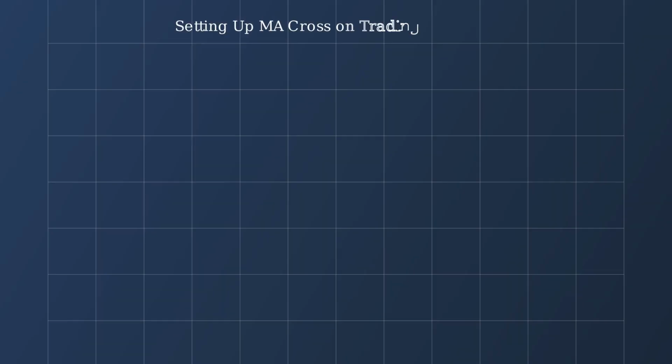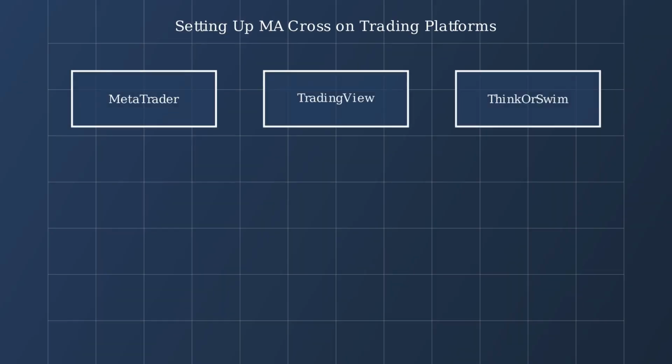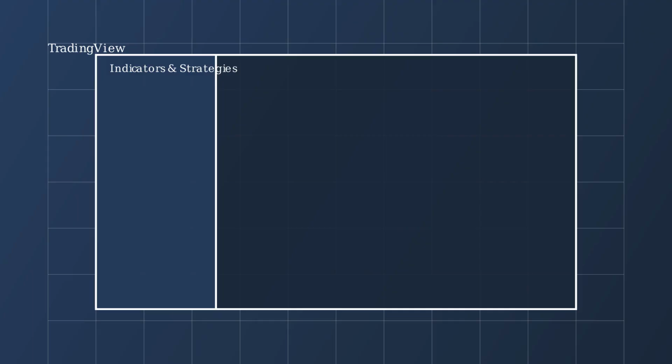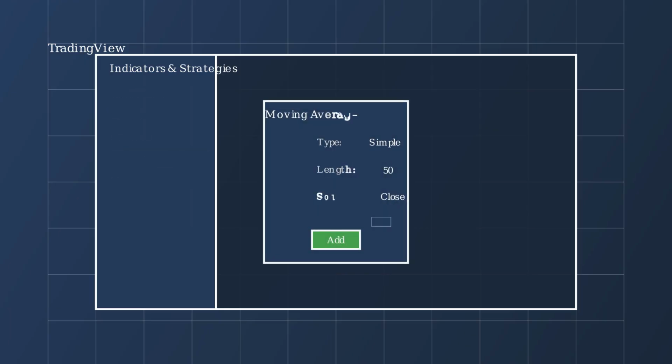Most popular trading platforms allow easy setup of moving average cross indicators. Let's look at how to set up the MA cross indicator on a platform like TradingView. First, navigate to the Indicators section and select Moving Averages. Add your first moving average with a shorter period, typically 50 days, and choose a green color for better visualization.